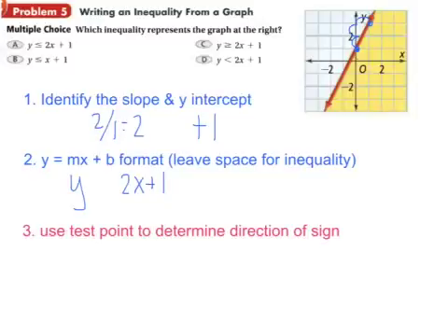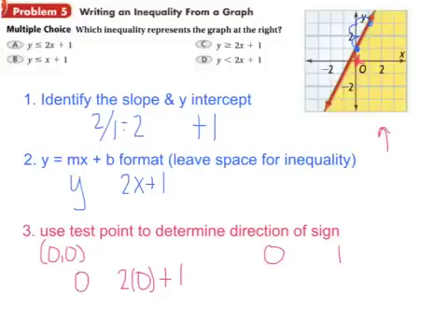A point in the shaded area is 0, 0. If I use the point 0, 0, plugging it into my information above, I would have 0, space, 2 times 0 plus 1. On the left, I would have 0. On the right, I would have 1. Because my point came from the true side of the solution, I need to make the inequality symbol so that 0 and 1 is a true statement. 1 is greater than or equal to 0.